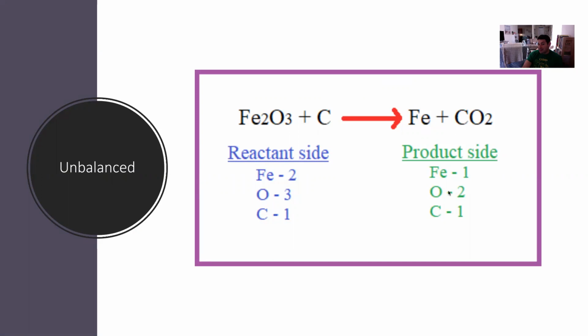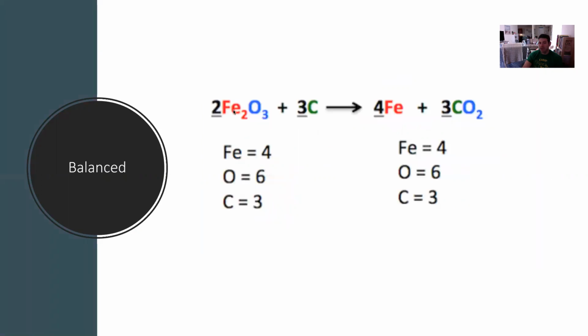We're going to need to balance the oxygen. Since we have an odd number and an even number, we're going to put a 2 over here and then a 3 over here. That's going to change our numbers of iron and of carbon. All right, so we'll get 2 Fe2O3 plus 3C, forming 4 Fe plus 3 CO2.